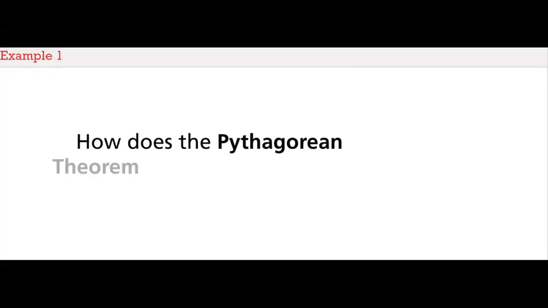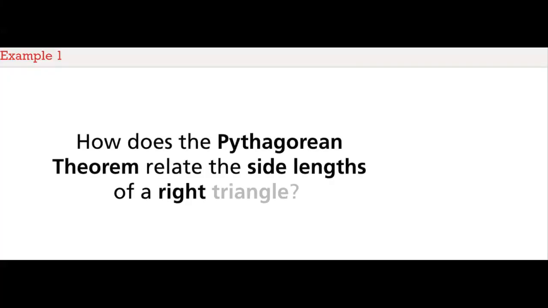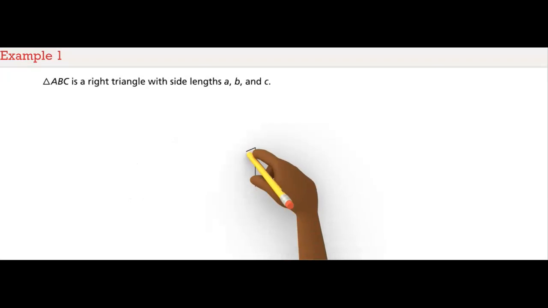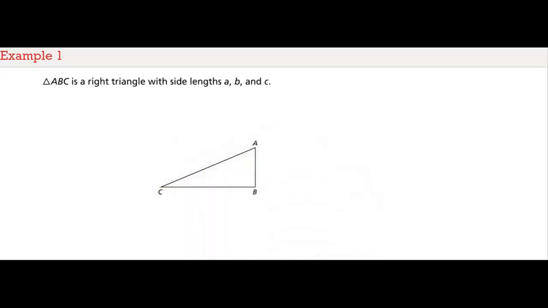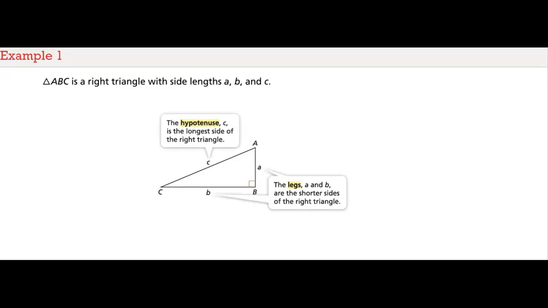How does the Pythagorean theorem relate the side lengths of a right triangle? Think about this question during the lesson. Triangle ABC is a right triangle with side lengths A, B, and C. The legs A and B are the shorter sides of the right triangle. The hypotenuse, C, is the longest side of the right triangle.